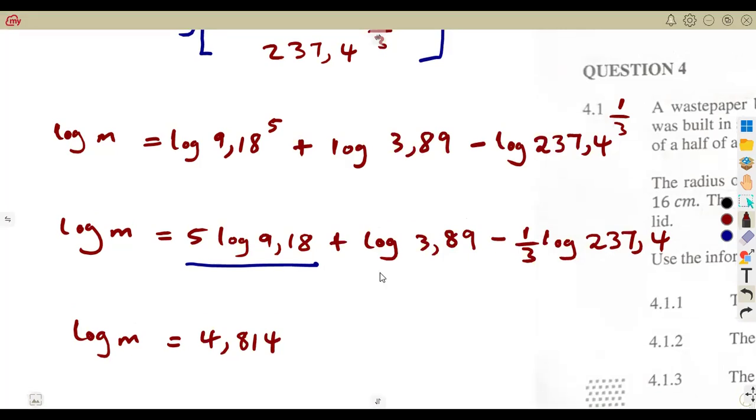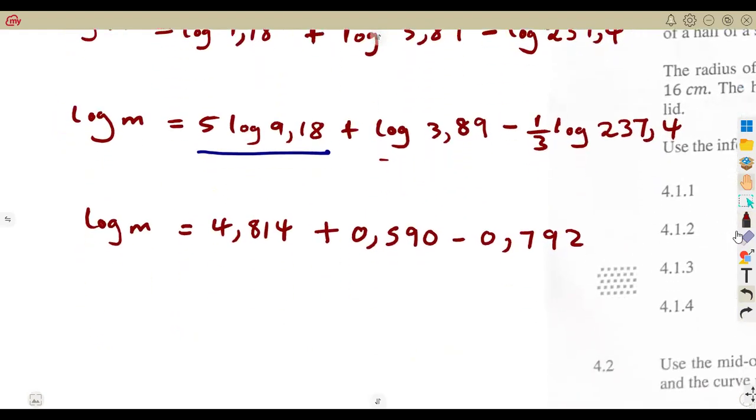All right, so meaning to say log 3,89 to 3 decimal places was going to give us 0,590, minus a third log 237,4 was going to give us negative 0,792. So we are going to combine everything on our calculator. That's the logarithm of m is equal to, add these on your calculator. That was going to give us 4,612.